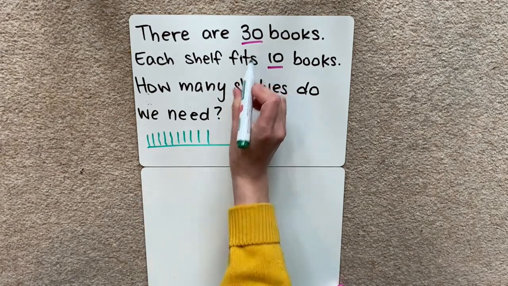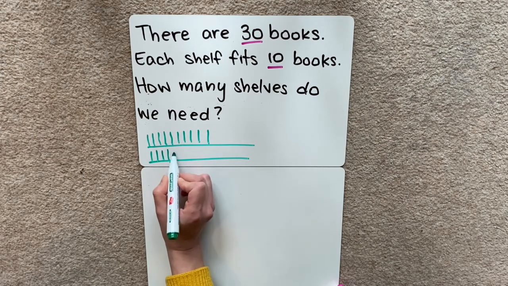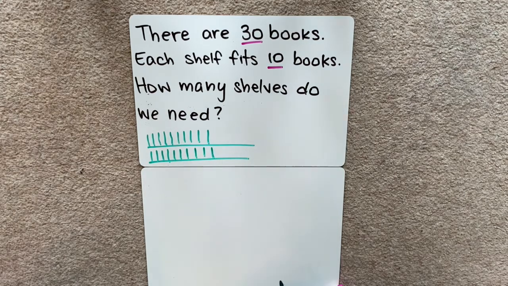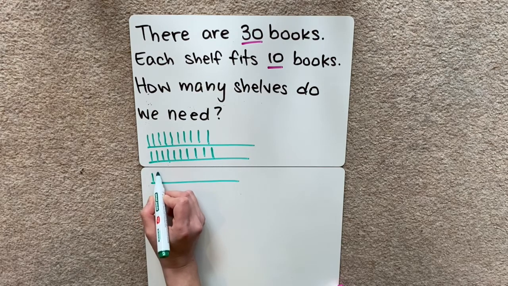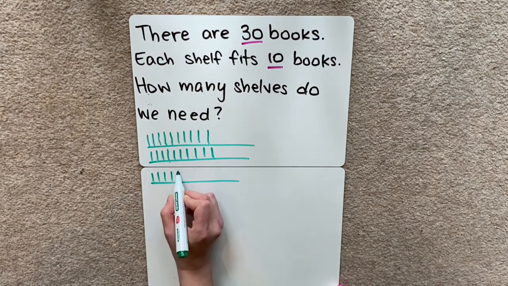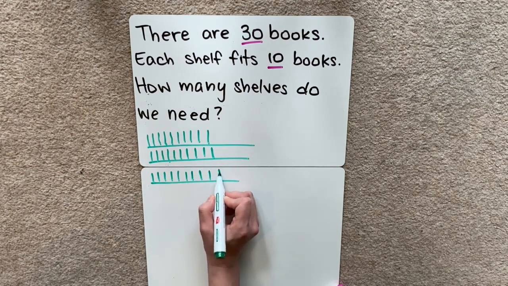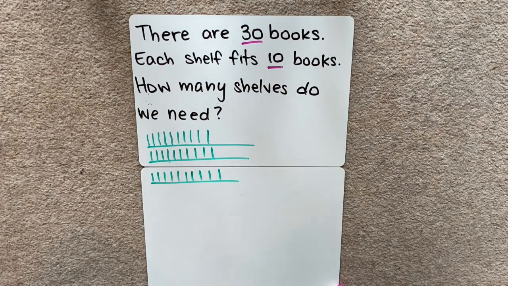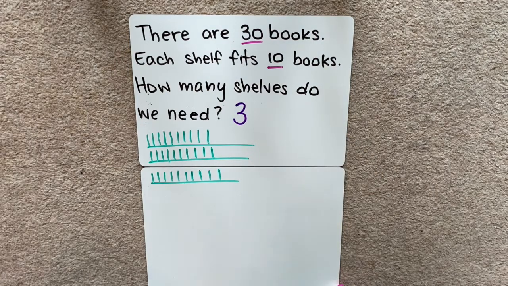So here's a shelf, 1, 2, 3, 4, 5, 6, 7, 8, 9, 10. I need 30 altogether. 10, 11, 12, 13, 14, 15, 16, 17, 18, 19, 20. Not quite there yet. 21, 22, 23, 24, 25, 26, 27, 28, 29, 30. So how many shelves do we need? We need 3 shelves.